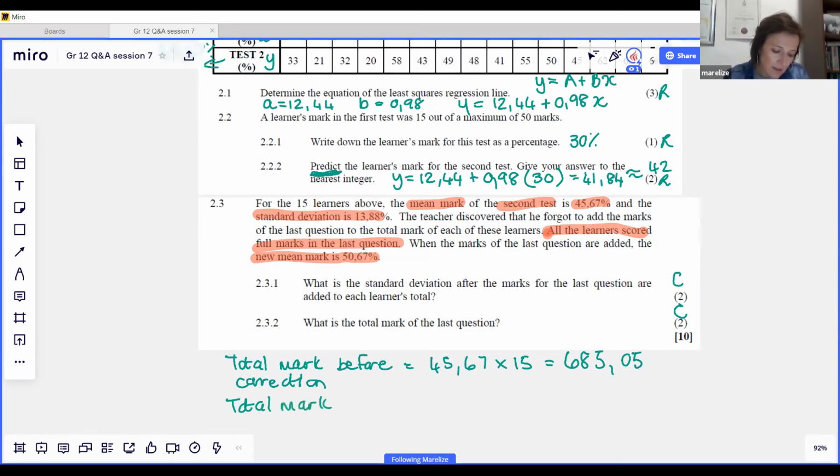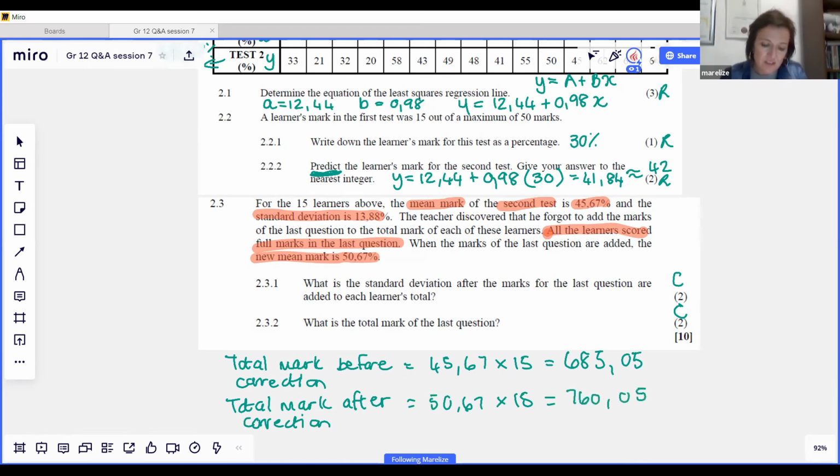So the total mark after the correction. Now he's added everything back. He's fixed it. So we can take that mean, 50.67, and we times it by 15. This is just how my brain works. Maybe you are approaching it in a different way. That's fine. That is 760.